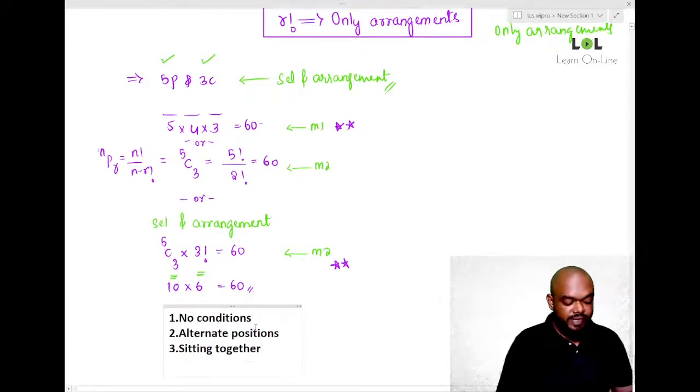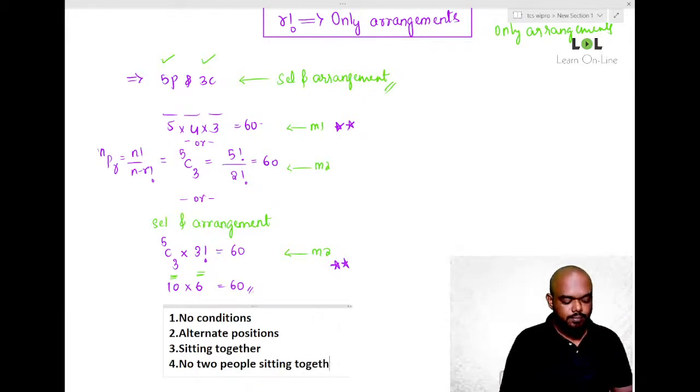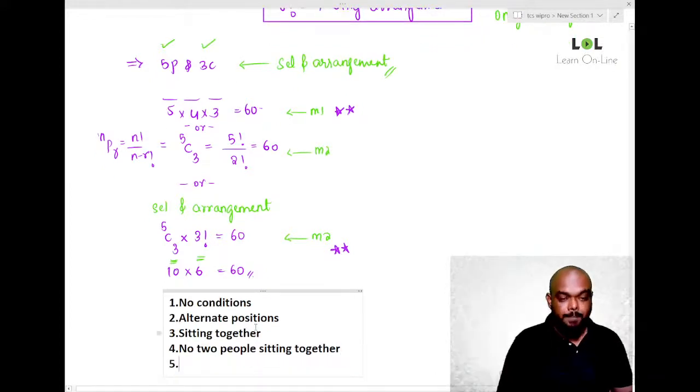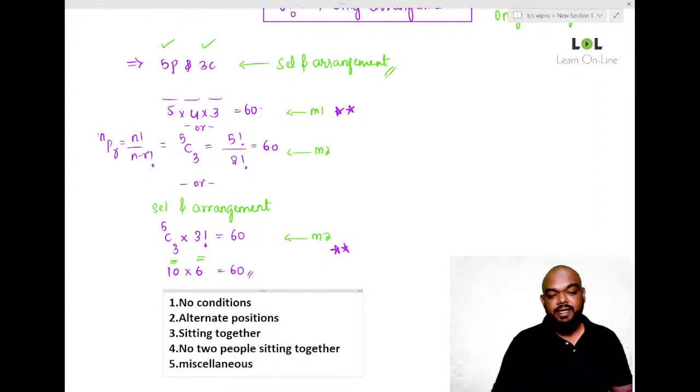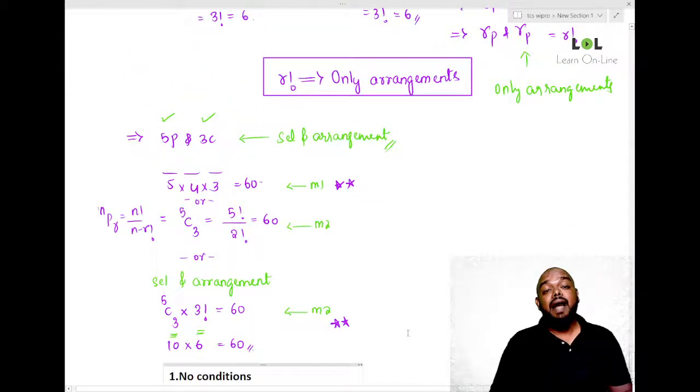Next, we will get no 2 people sitting together, or no 2 boys, or no 2 girls. It can be anything. No 2 people sitting together. And fifth one, miscellaneous. So there will be 5 different types of the problems in arranging people.